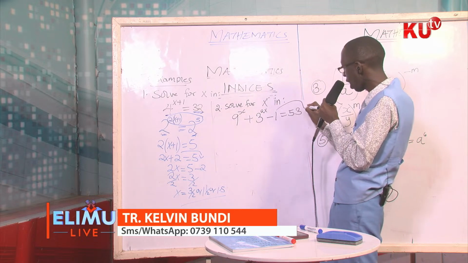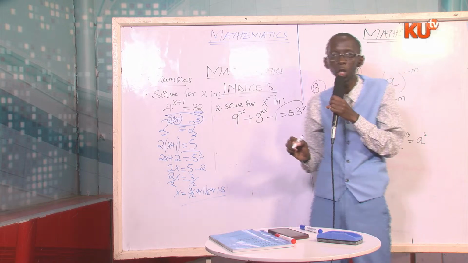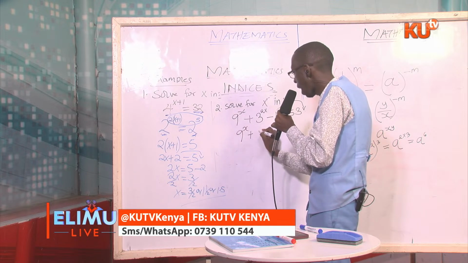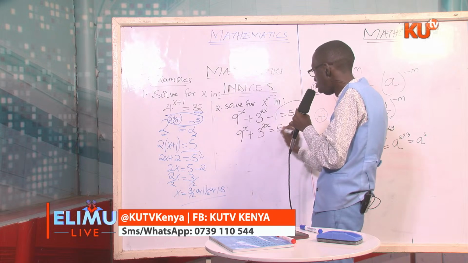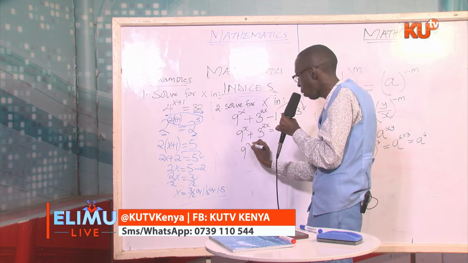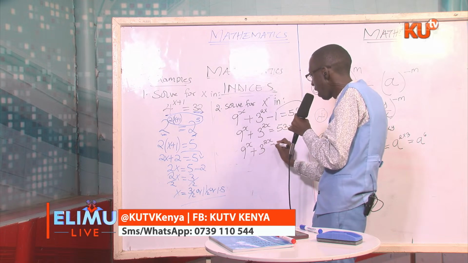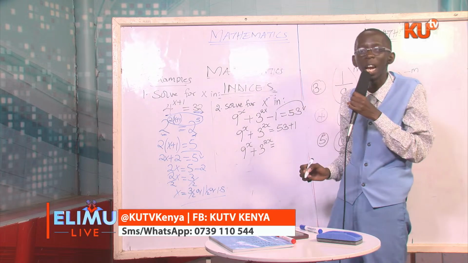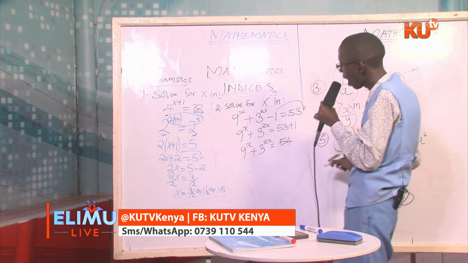So the first step, take 1 to the other side. It was negative, it's going to be positive. 9 to the power x plus 3 to the power 2x is equal to 53 plus 1, which is 54. That is the first step.